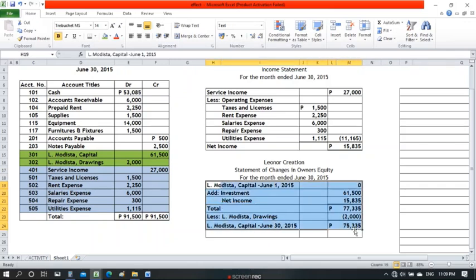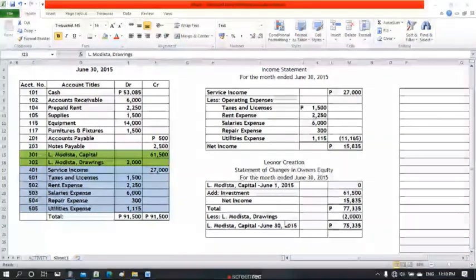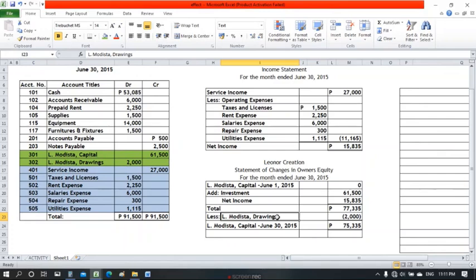So again, this is the format. From the beginning balance of the capital, add investment, and if the result from the income statement is net income, don't forget to add the net income. And then get the total. So after getting the total, next to write is the less or the deduction section, which is the drawings and the net loss. Since wala naman tayong net loss, so since wala naman tayong deduction na net loss, sa drawings lang nakalagay.